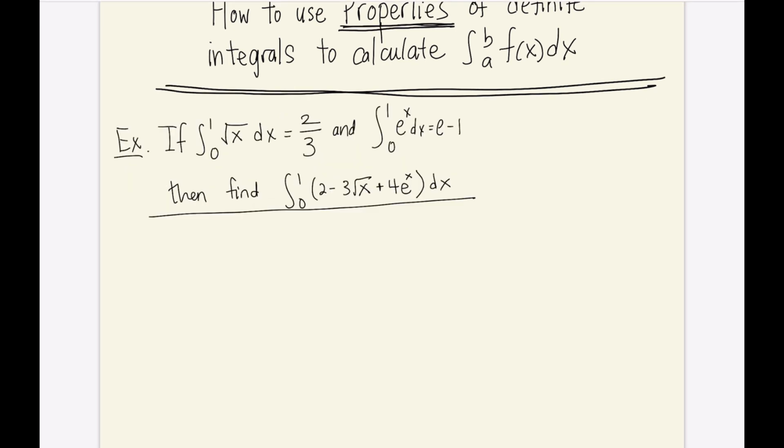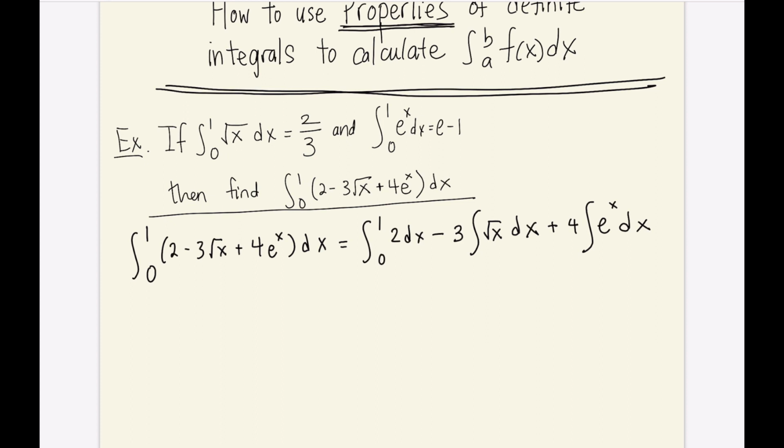So here's our second example. If you are told that the definite integral from 0 to 1 of root x is equal to 2/3, and you're also told that the definite integral from 0 to 1 of e to the x is equal to e minus 1, then calculate the definite integral from 0 to 1 of this function. The nice thing is these all have the same bounds of integration. So I'm just going to rewrite this expression using the properties. And this just breaks my problem into 3 much simpler integrals.